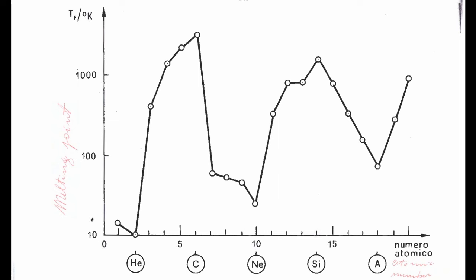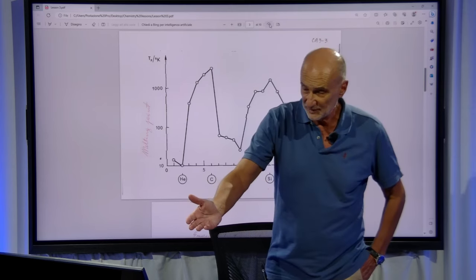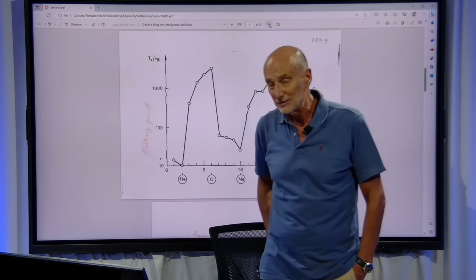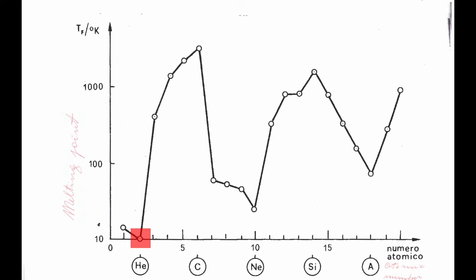So let's see some physical properties which vary periodically, varying the various elements. As an example, in this diagram is reported the melting point of various elements as a function of the atomic number. Look at this. The minimum melting point is the one of helium. Then after helium, we have the one of lithium and so on. The highest melting point is the one of carbon. Then after carbon, we have nitrogen, then oxygen, then fluorine, and then we attain another minimum with neon.